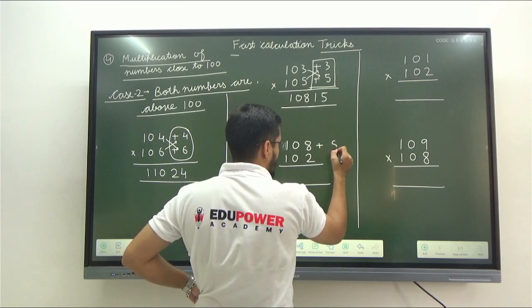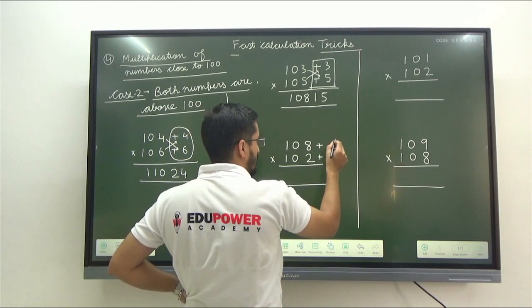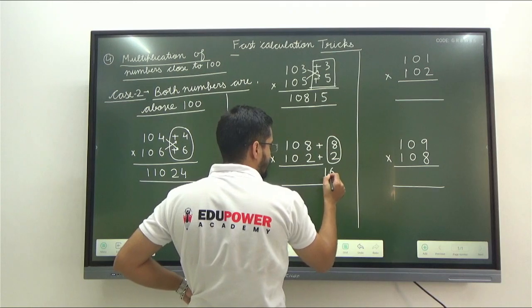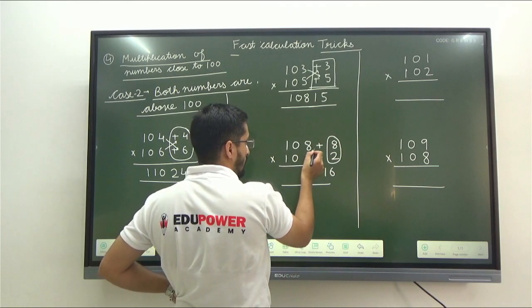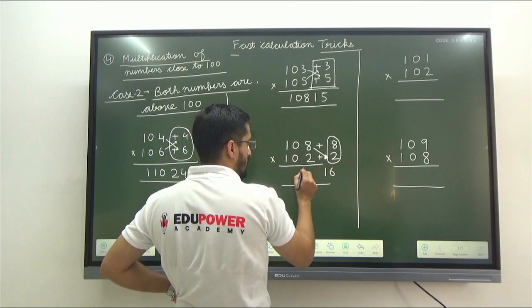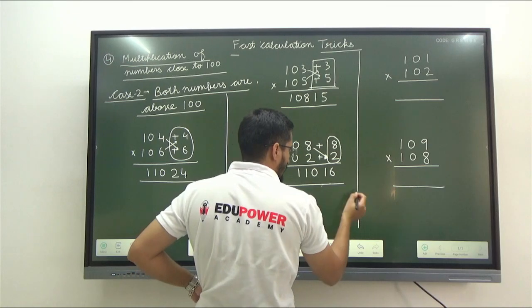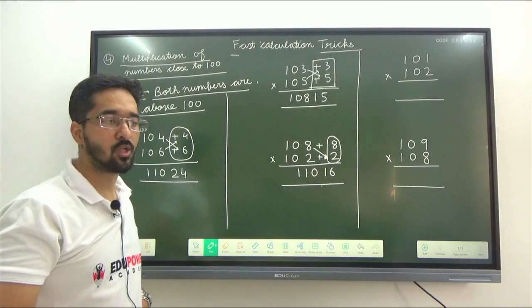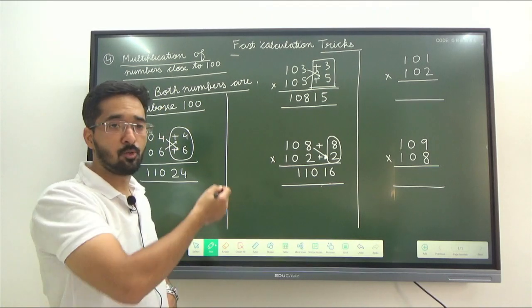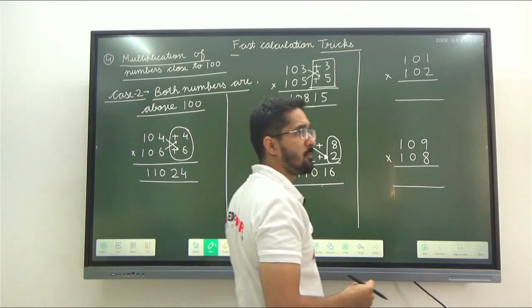So, this is plus 8, this is plus 2. So, 8 into 2 is what? 8 into 2 is 16. Okay. Now, 108 plus 2 comes out to be 110. Here is your answer, 11016. Simple, easy to do. You are able to solve it within 10 seconds. Yeah, that should be your speed to crack IPM.